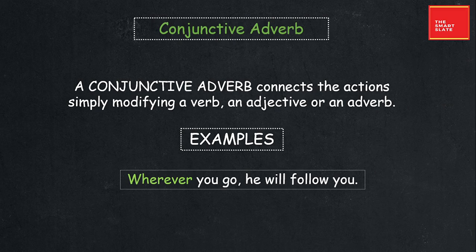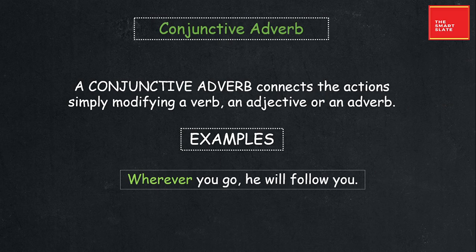Wherever you go, he will follow you. So here you will not get words like and or something like that directly. Basically, if you ask someone what is conjunction, directly they'll say and, but, so, if, where, which directly attach to sentences. But here, wherever you go, he will follow you. So here the word wherever is used as a conjunctive adverb.